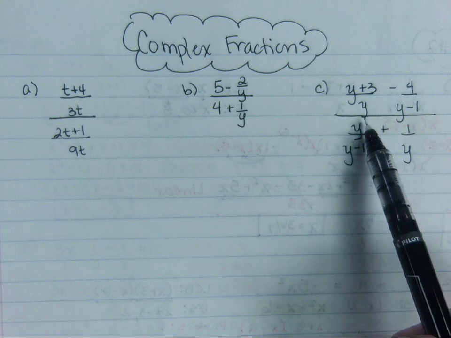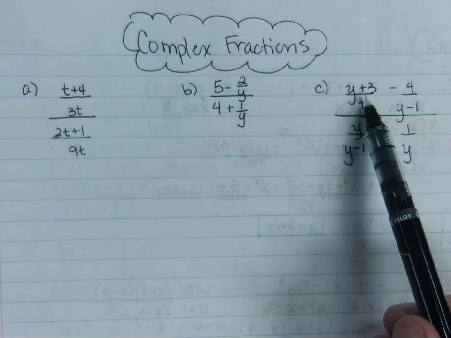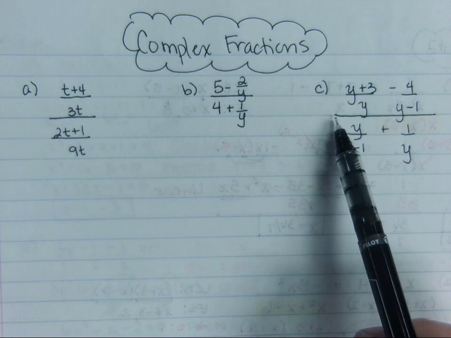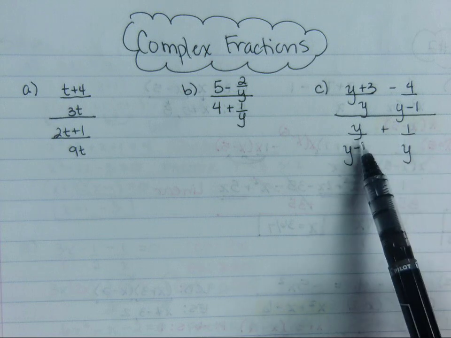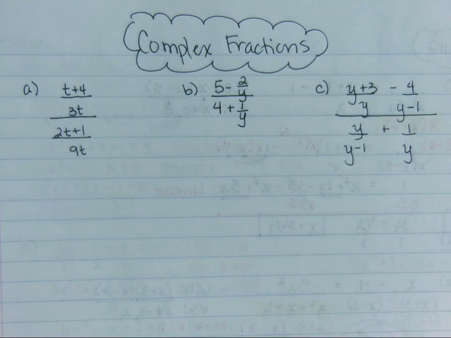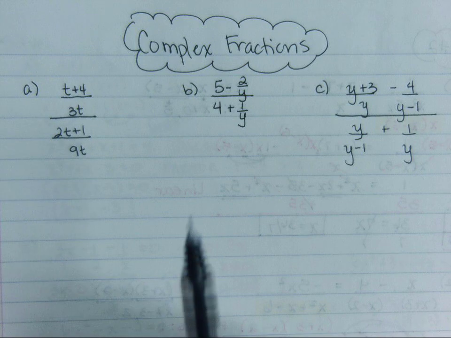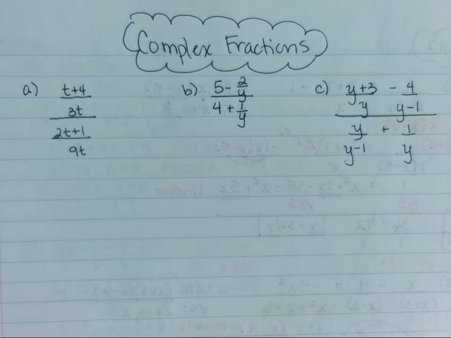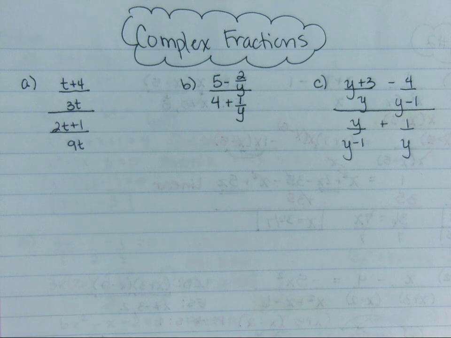Or we could have something that looks kind of crazy like this, where we have the difference between two fractions divided by the sum of two other fractions, where we have unlike denominators. So we're going to go through these examples so that way you can see a few ways of how you're going to simplify complex fractions. And let's start with the letter A.